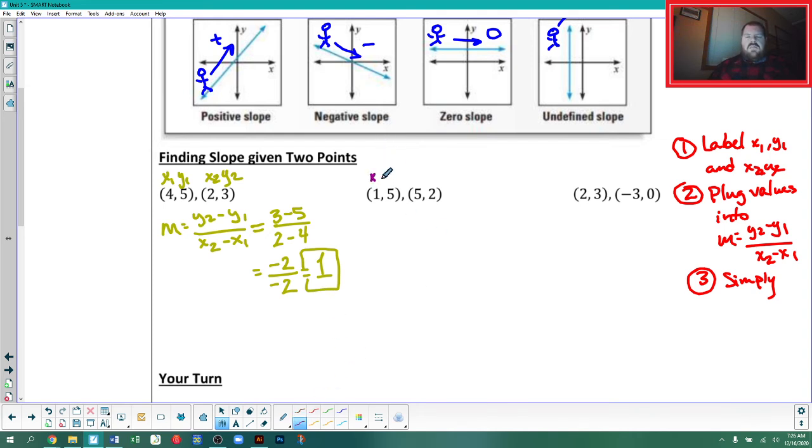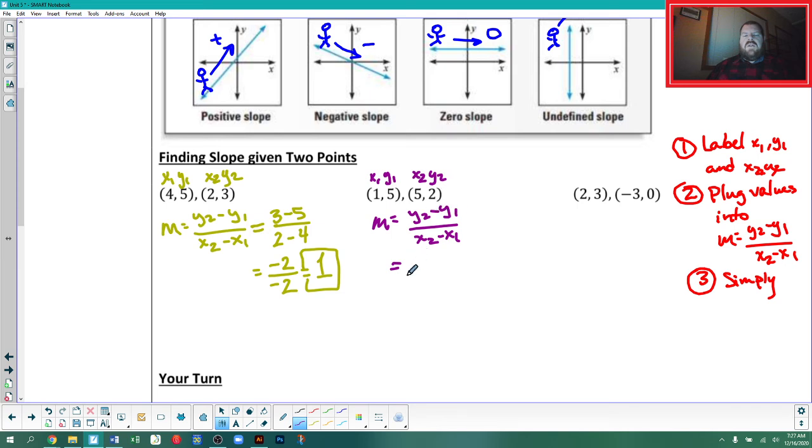Next one, do the same thing. x1, y1, x2, y2. Again, I'm not thinking there. I'm not trying to pick, oh, I like that one to be my x1 or I like that one to be my y2. I'm just writing their assignments in order, and almost every time I'm writing them in order. Okay. So then I go y2 minus y1 over x2 minus x1, and I plug them in and figure out what we have.